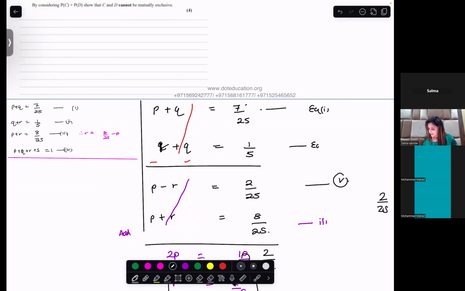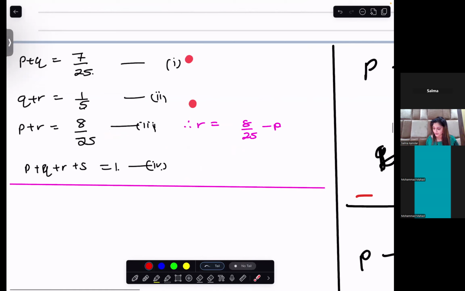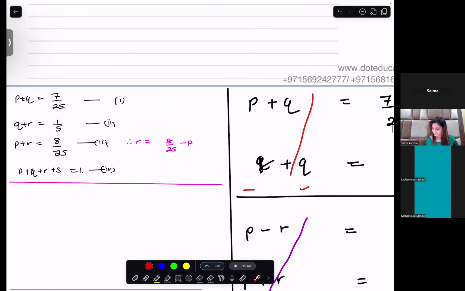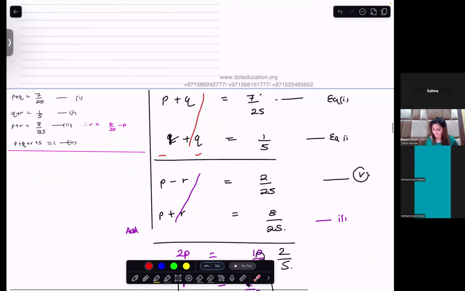I would try to have one variable in the form of other, or I would try to eliminate one variable if possible so that I can get the value of either P or Q or R or S, anything. So when I wrote all these four equations and I saw the first and second equation, I see that Q is common. So if I subtract both of this, I can remove Q. Are you with me?